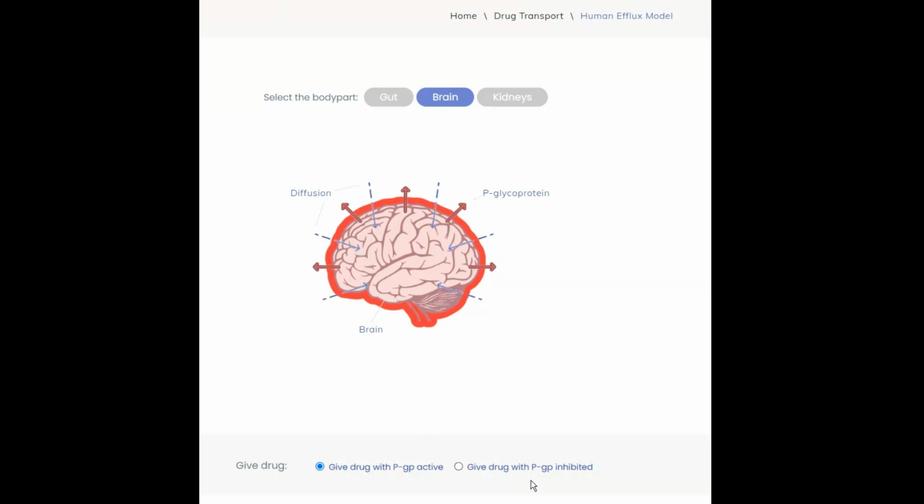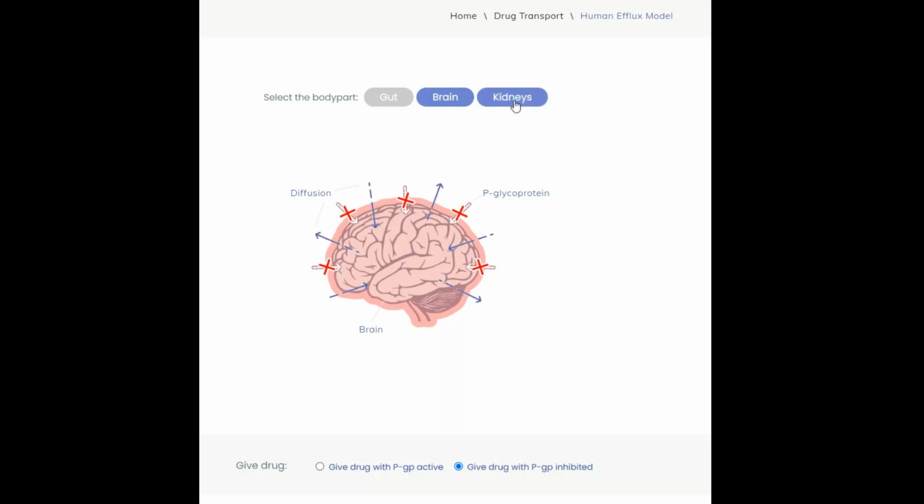While if the P-glycoprotein has been inhibited for any reason, then you can see that the brain will be vulnerable and will be readily susceptible to receiving those harmful drugs and chemicals without being effluxed, because the P-glycoprotein has been inactivated or inhibited.